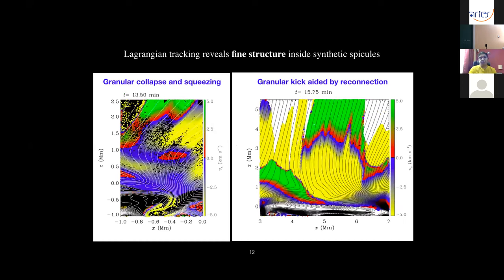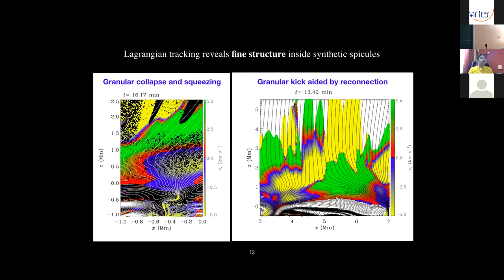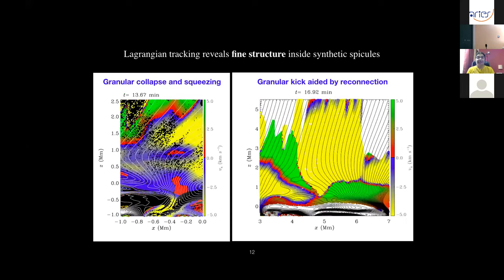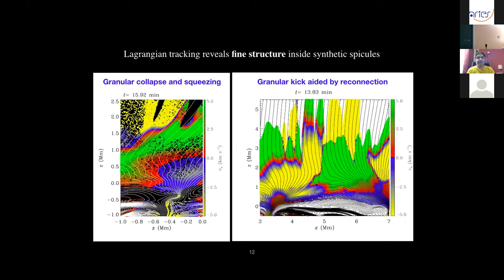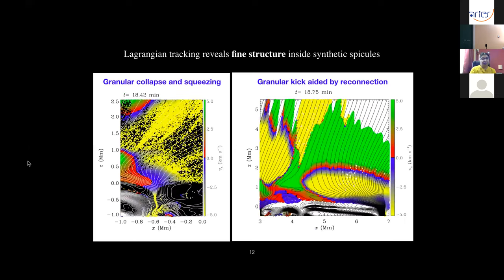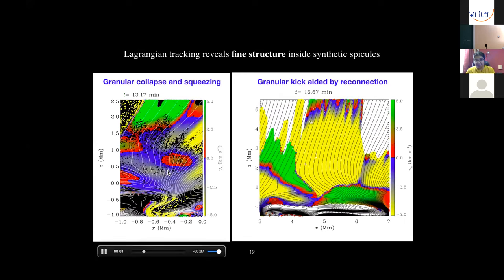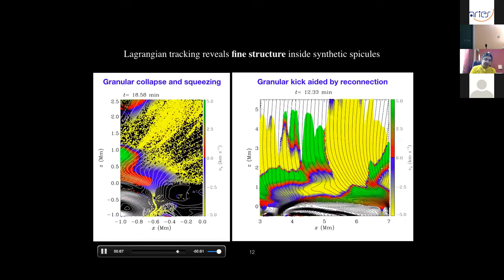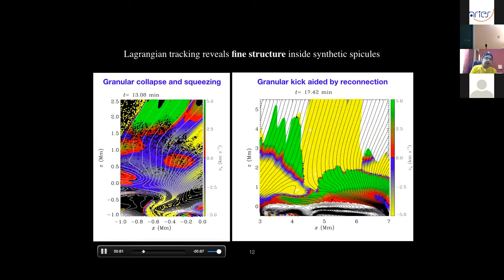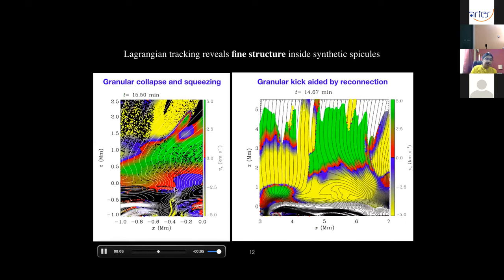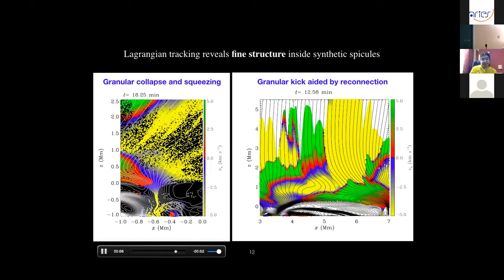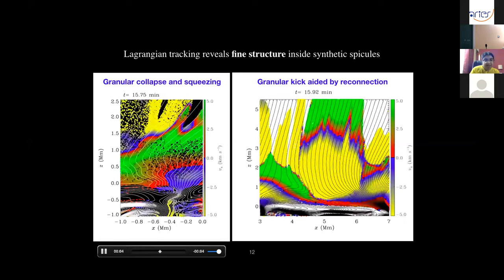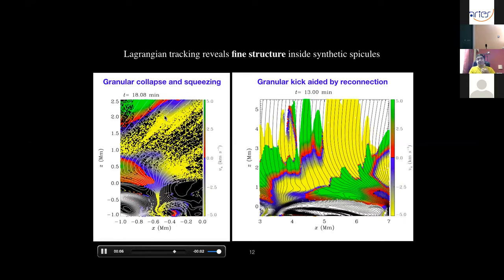So now here what I do is we take these two different spicules. One is a shorter one and one is a longer one, and we have these tracers. In both cases, now the color represents the vertical velocity. It's just the vertical velocity, there's no acceleration here. So on the left one, this is the spicule which is formed above a granular boundary. So that is where the squeezing is occurring. You can see this plasma becomes red and then green, which means it's being squeezed.